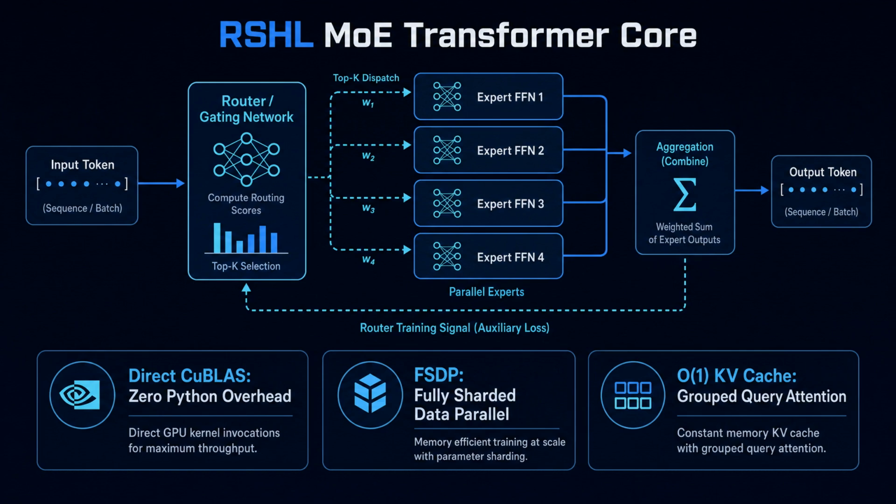First, direct CuBLAS calls eliminate Python overhead, maximizing GPU throughput. Second, fully sharded data parallelism, or FSDP, enables memory-efficient training and inference at scale. Third, grouped query attention provides constant time, O(1) key-value cache management, critical for long-context inference.